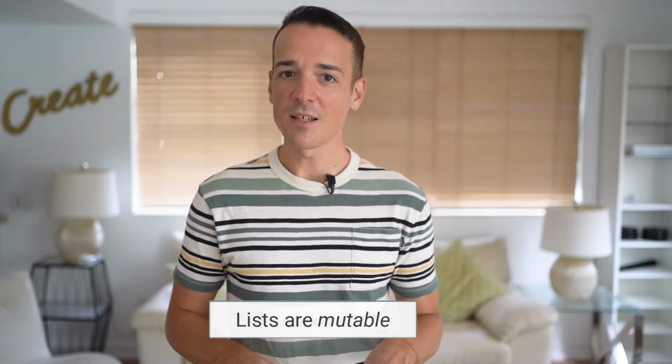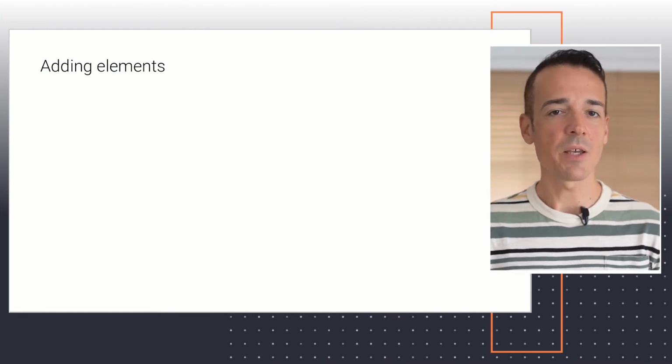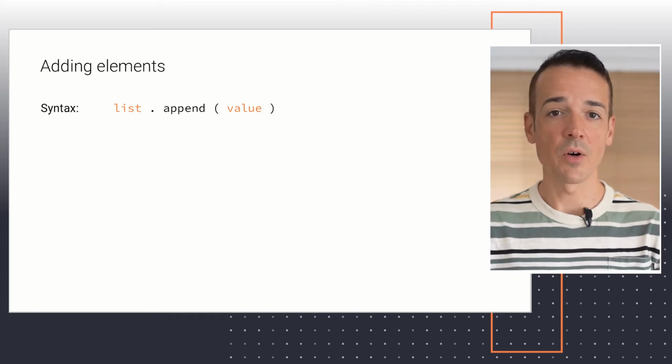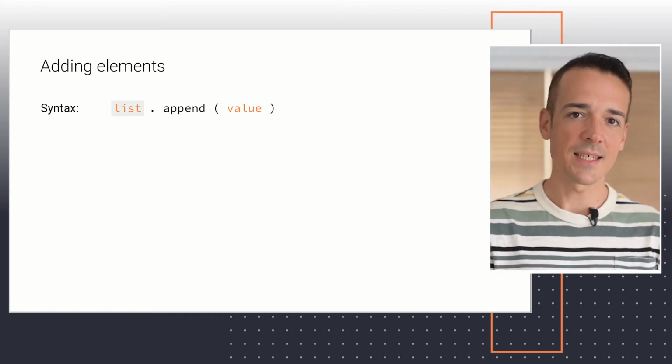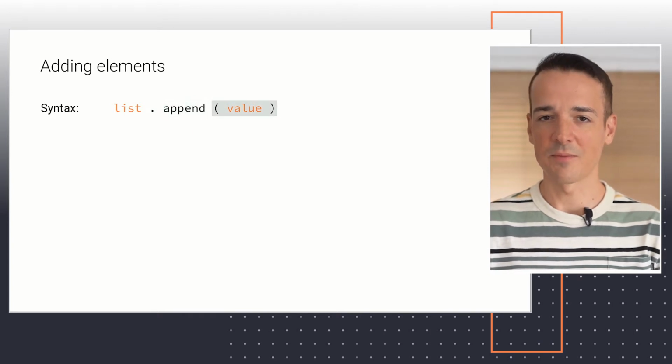Python lists are mutable. This means that their content can be modified after creation by inserting and deleting elements as we wish. Let's study the main operations that allow us to alter the state of an existing list. The simplest way to add a new element to a list is by using a method called append. This method can be invoked as follows: listname.append followed by a value in parentheses.